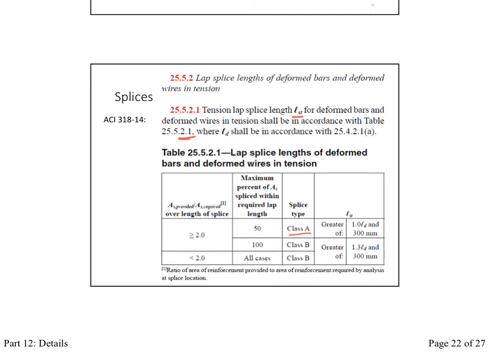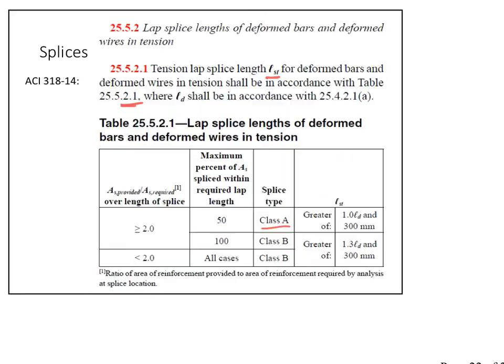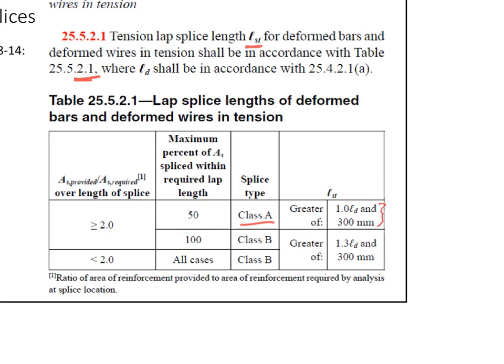Class A, your lap splice length equals the development length. Simple. So it is 1 times LD or 300, which is the provision for LD. Agree? And now for the Class B, you are the greater of 1.3 LD or 300. Okay? So it is the greater of 1.3 LD or 300.